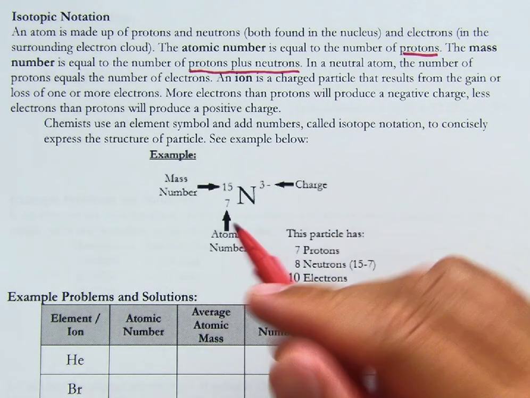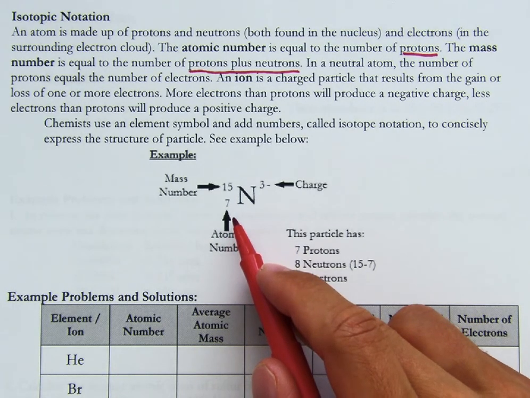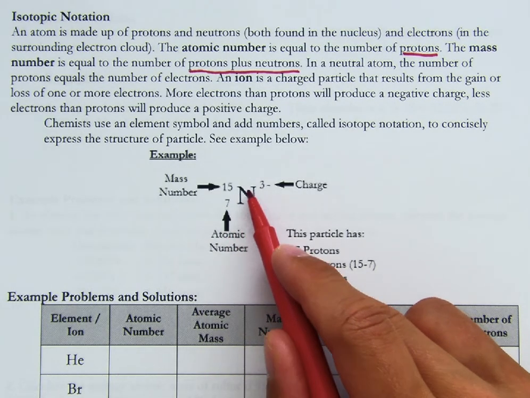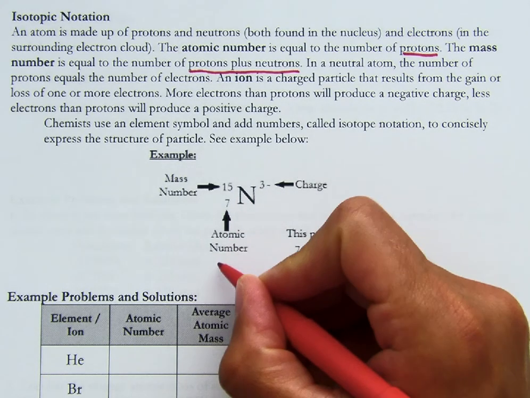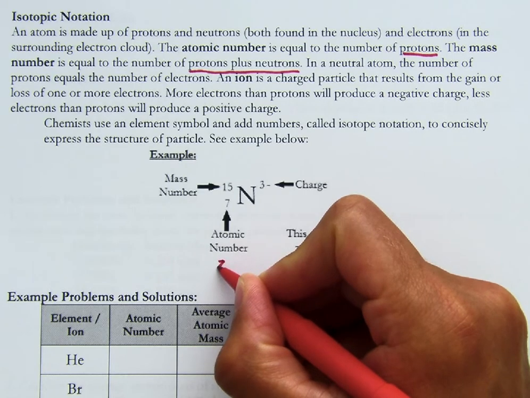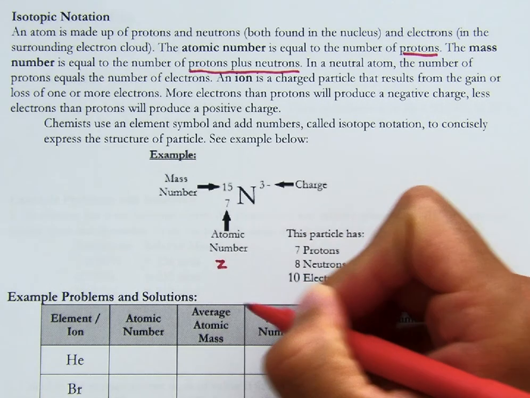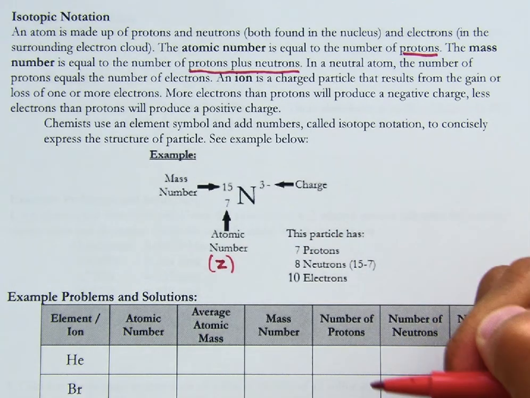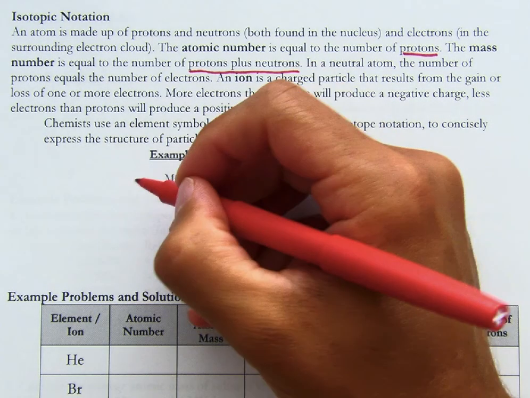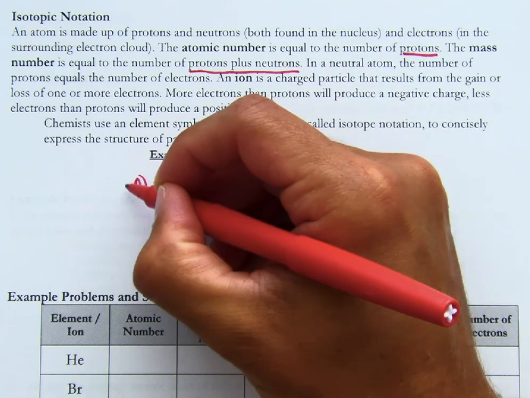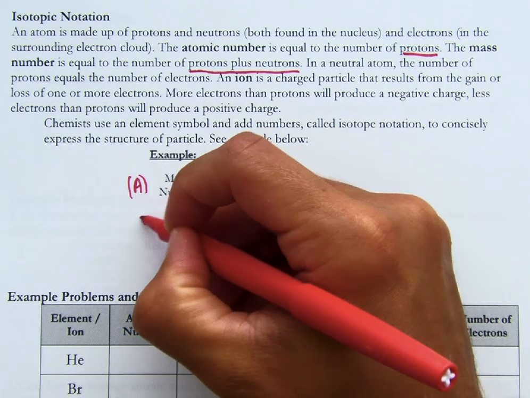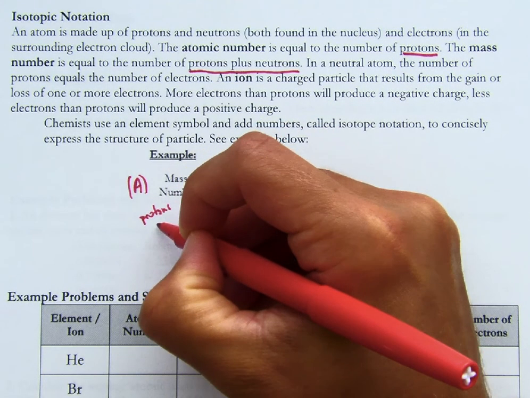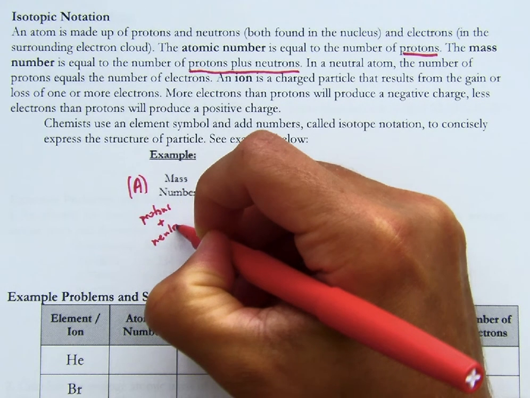Okay, so this is an example of isotope notation. You have the element symbol. In the bottom left, there's the atomic number, which is often written or symbolized as Z. That's atomic number. And you also have mass number, which is sometimes abbreviated as A. Again, mass number, this is protons plus neutrons.